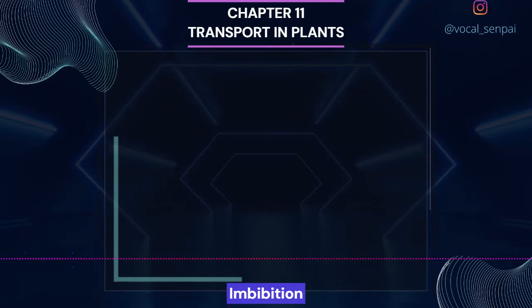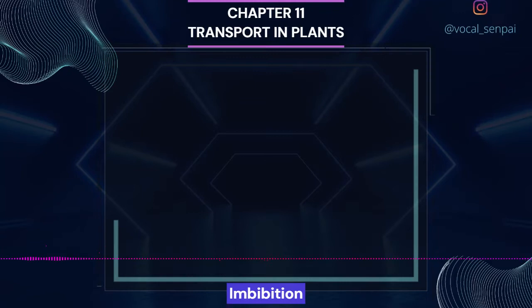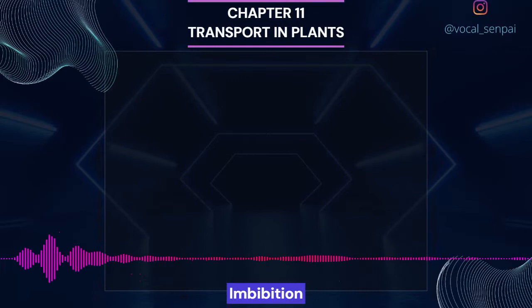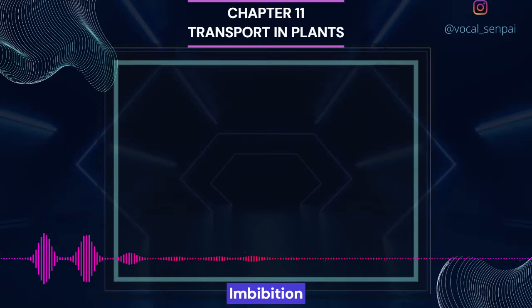If it were not for the pressure due to imbibition, seedlings would not have been able to emerge out of the soil into the open, they probably would not have been able to establish. Imbibition is also diffusion since water movement is along a concentration gradient. The seeds and other such materials have almost no water, hence they absorb water easily.